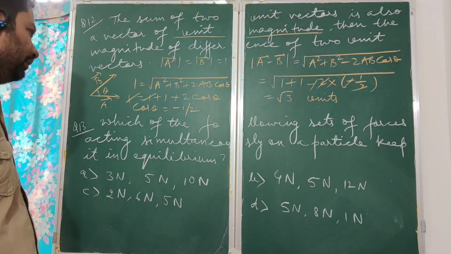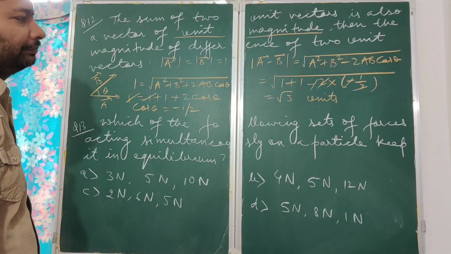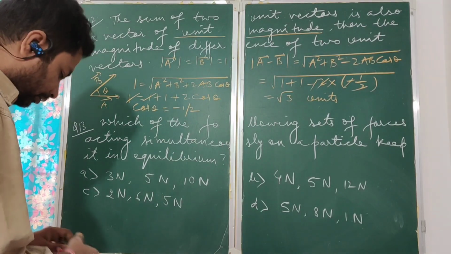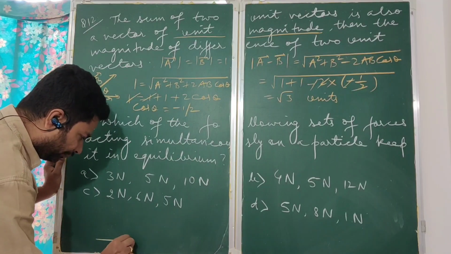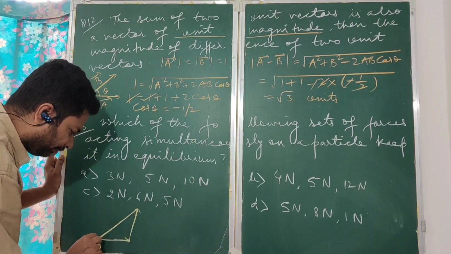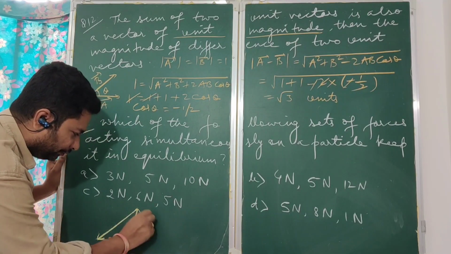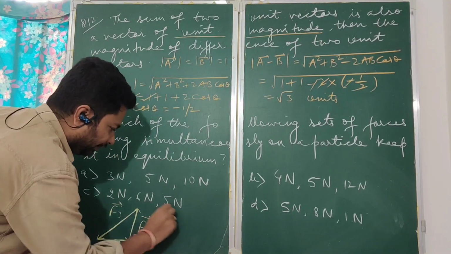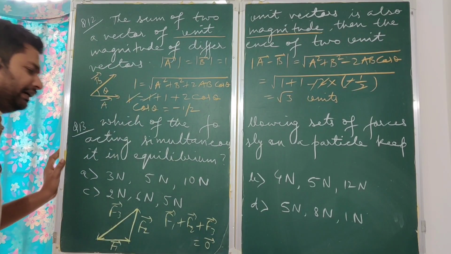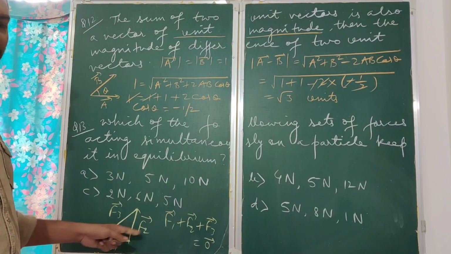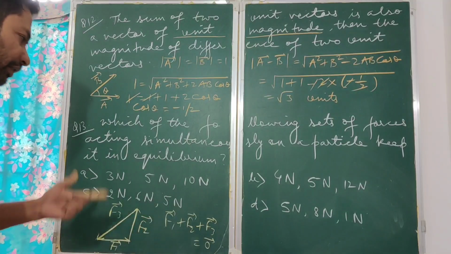Next problem. Which of the following sets of forces acting simultaneously on a particle keep it in equilibrium? That means the set of three forces will obey the triangle law of addition of vectors. So whatever may be the forces you see, if it is in equilibrium, then we can say that, let us say this is F1 vector, this is F2 vector, this is F3 vector, then F1 vector plus F2 vector plus F3 vector should be equal to null vector. Correct? Then only you can say that the body is in equilibrium, because the vector sum of all the forces acting on the body is 0.